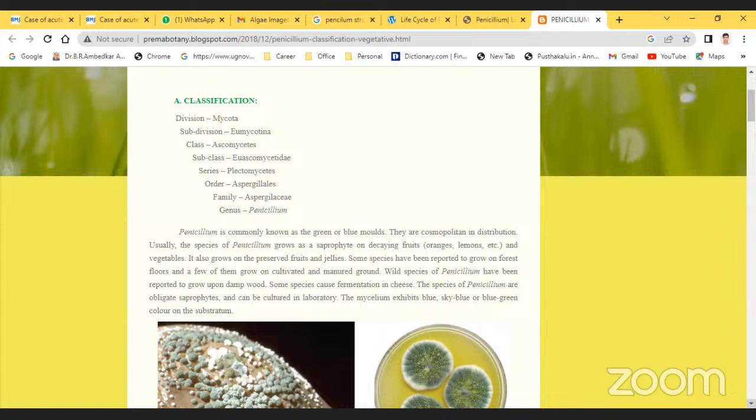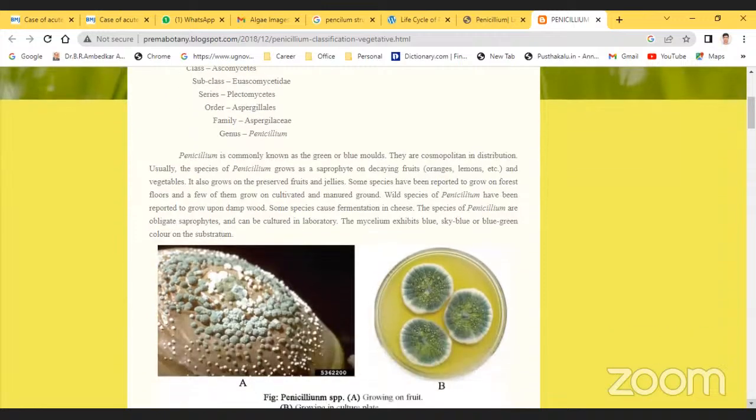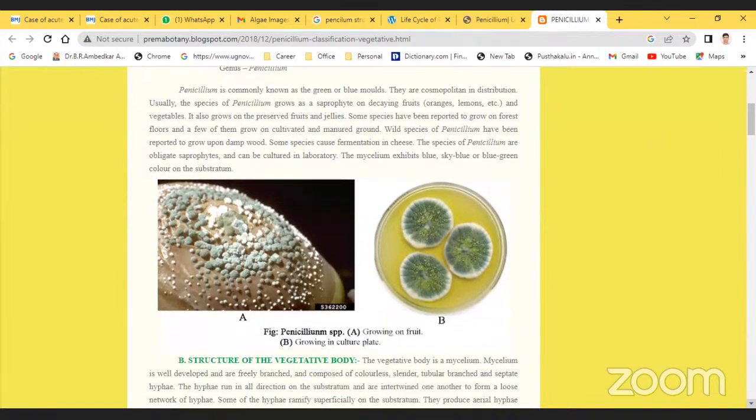The species of Penicillium are obligate saprophytes and can be cultured in the laboratory. The mycelium exhibits blue, sky blue, or blue-green color on the substratum. What is the color of the Penicillium species? It looks sky blue, blue-green, or blue when we isolate it in laboratory conditions and go for the microscope.